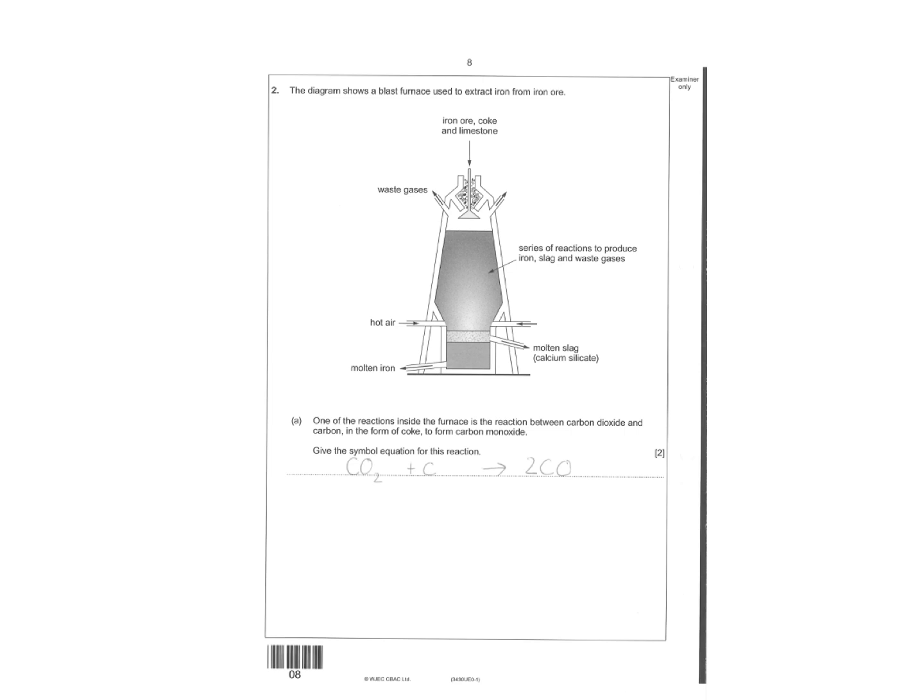Oh, another blank page. Oh, look, it's the blast furnace. A diagram shows the blast furnace is used to extract iron from iron ore. One of the reactions inside the furnace is the reaction between carbon dioxide and carbon to give carbon monoxide. So straight away you want to be thinking CO2 and C. They gave you symbols that you should really know. And as you see, I've put a 2 there to balance it out. So you would get 1 mark for writing the symbols and a second mark for balancing it.